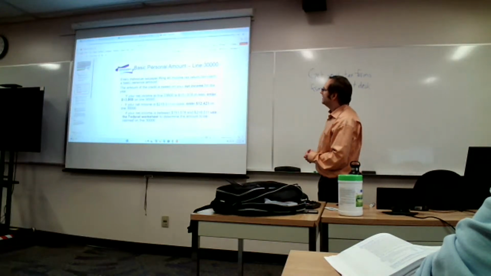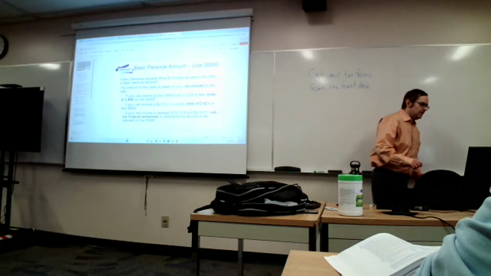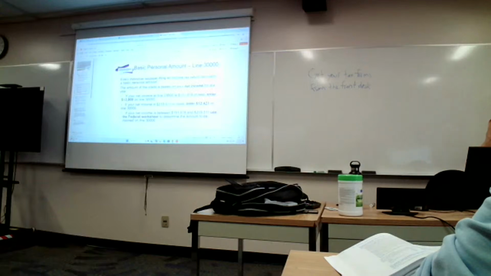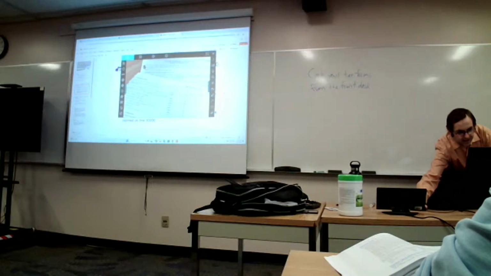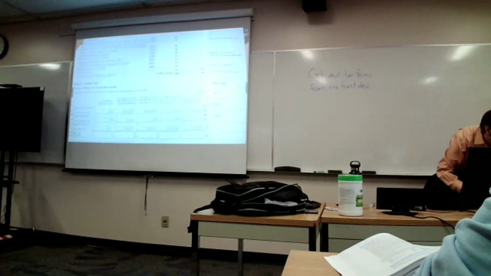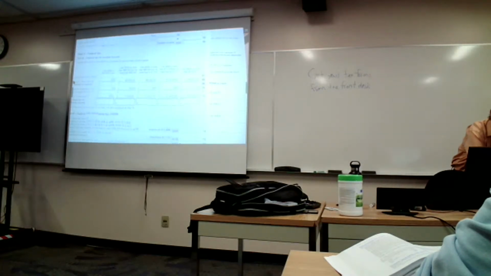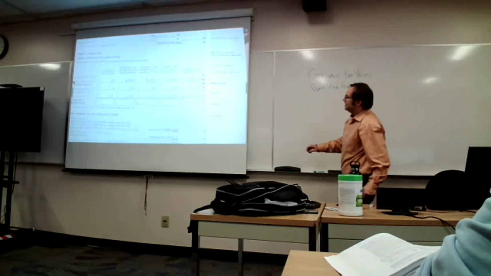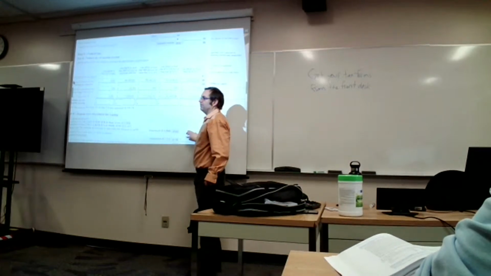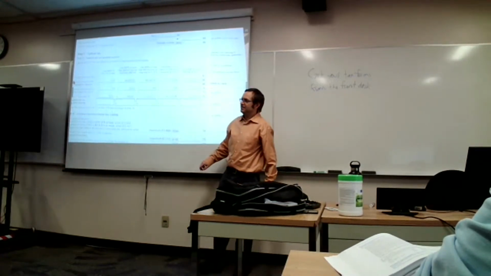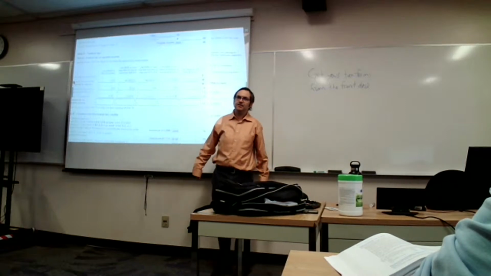Okay, let's talk about the basic personal amount. We can see that maybe 80% of the way down on page 5. Okay, so here's our basic personal amount right here. This is the tax credit you get for being alive. So if you're alive, you get that tax credit.